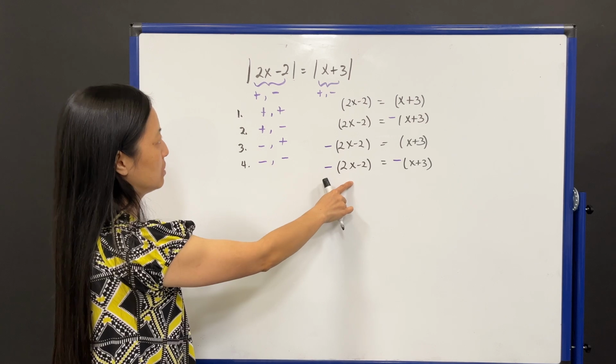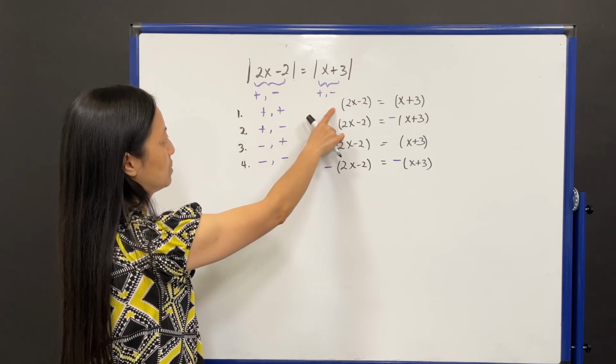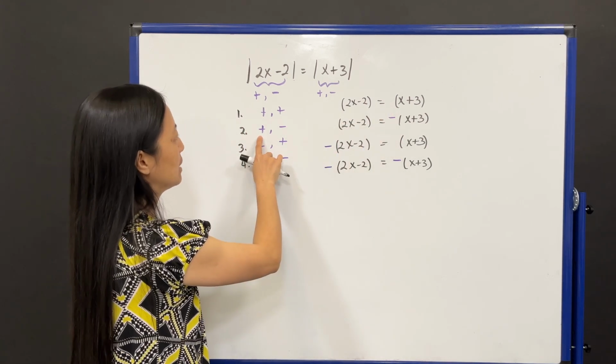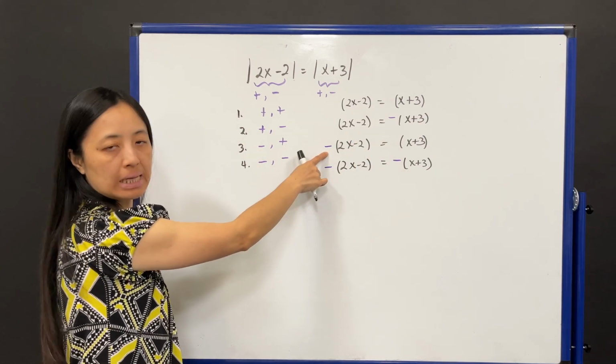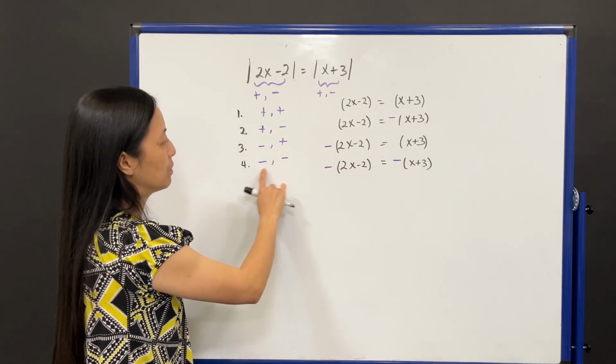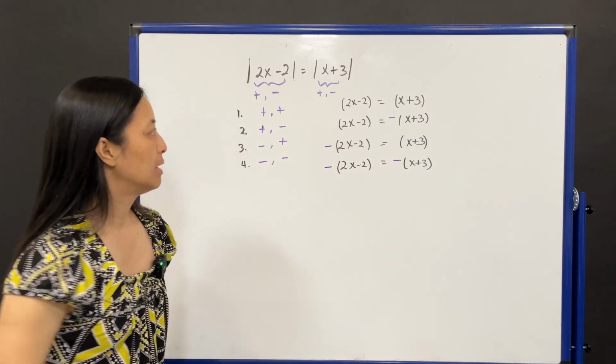Here are the 4 equations. We've got the first one, which is if they are both positive. The second equation, if there's a negative on the right side. The third equation, there's a negative on the left side. And the fourth equation, if they're both negative.